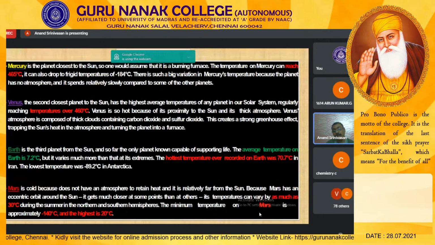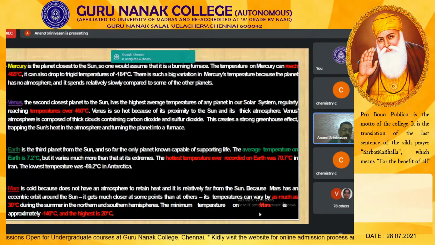When you look at the maximum temperature recorded on Earth, it was 70.7 degrees centigrade in Iran. Can you believe this? And the lowest temperature was minus 89.2 degrees centigrade in Antarctica. So the temperature fluctuation, again, is related to the pressure that we are adding to the planet Earth.